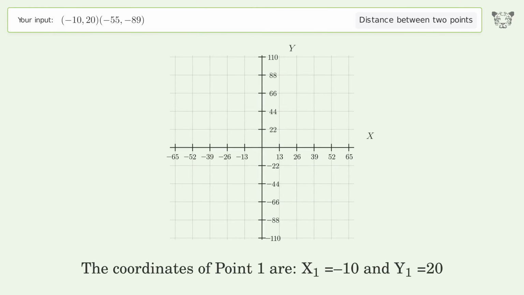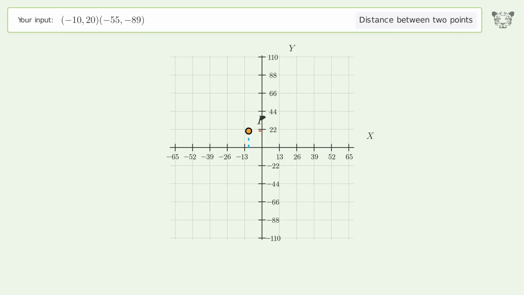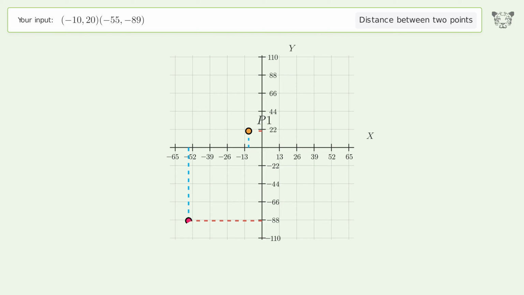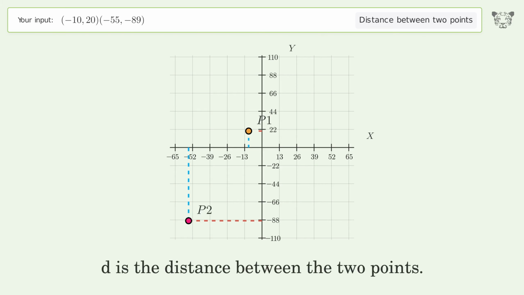The coordinates of point 1 are x1 equals negative 10 and y1 equals 20. The coordinates of point 2 are x2 equals negative 55 and y2 equals negative 89. D is the distance between the two points.